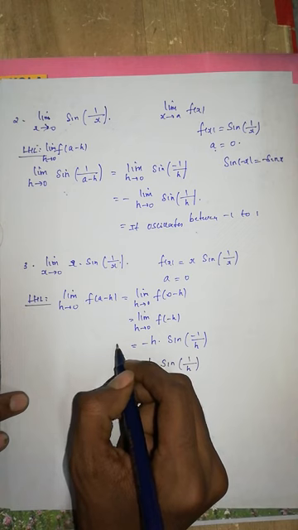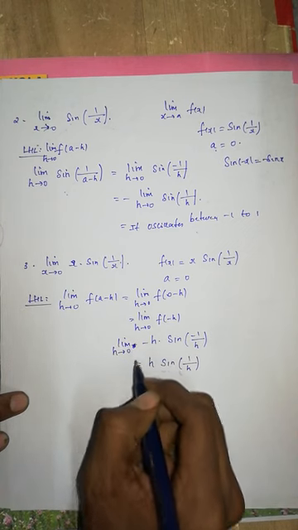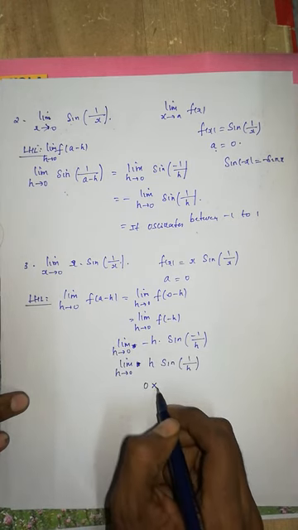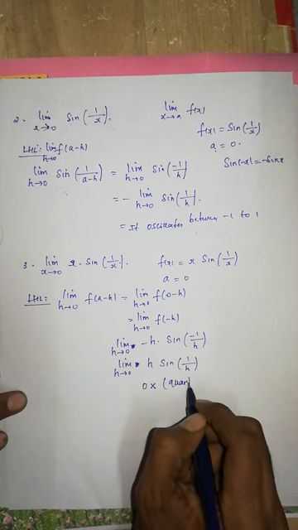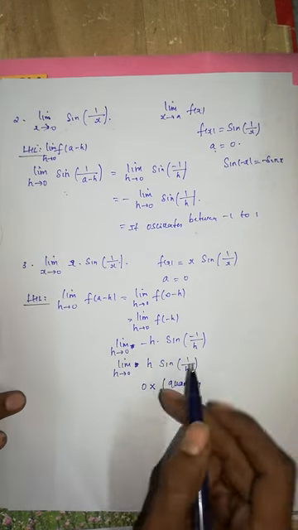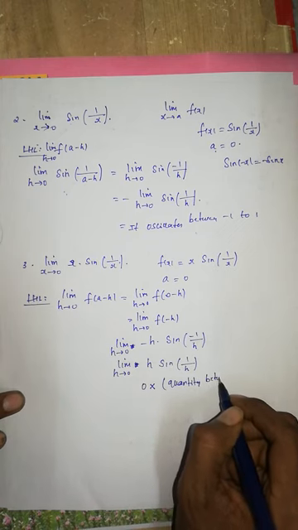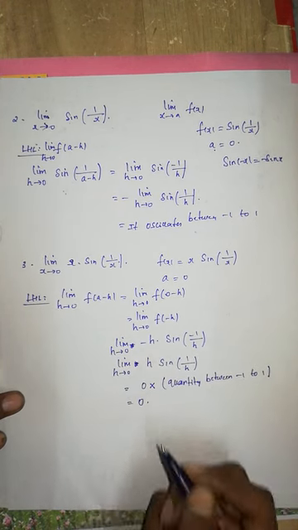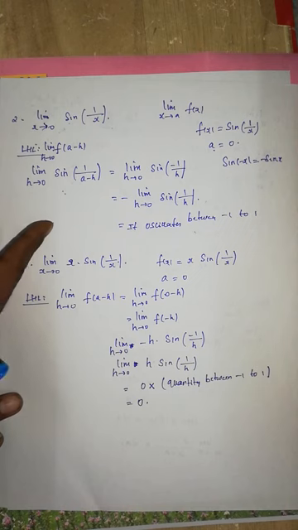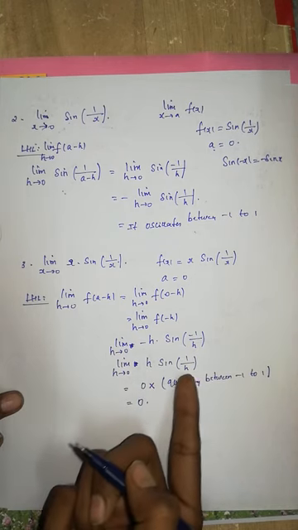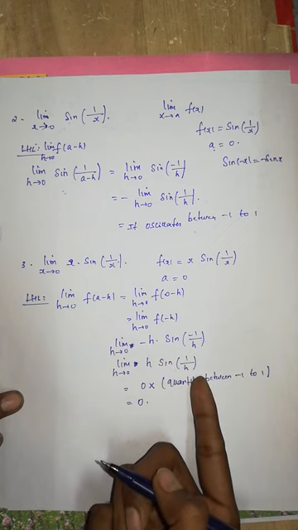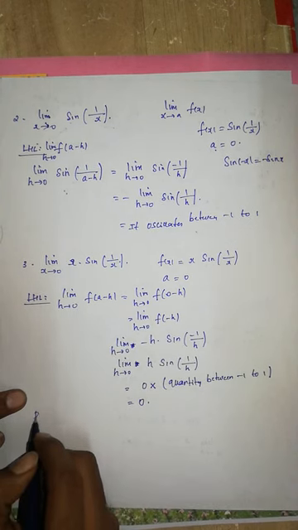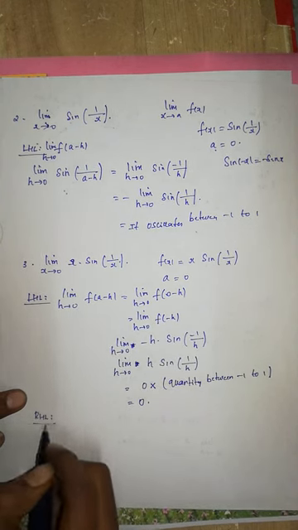Now as h tends to 0, this will become 0 into a quantity between minus 1 and 1. So it will be 0. Look carefully: in the earlier problem the limit did not exist, but here I have h into sine 1 by h. 0 into any quantity between minus 1 and 1 will be 0. Earlier I had only a quantity between minus 1 and 1. So you should know the difference between x sine 1 by x and sine 1 by x.